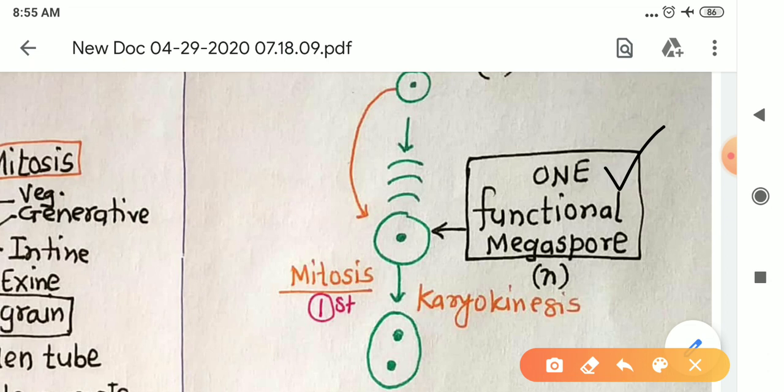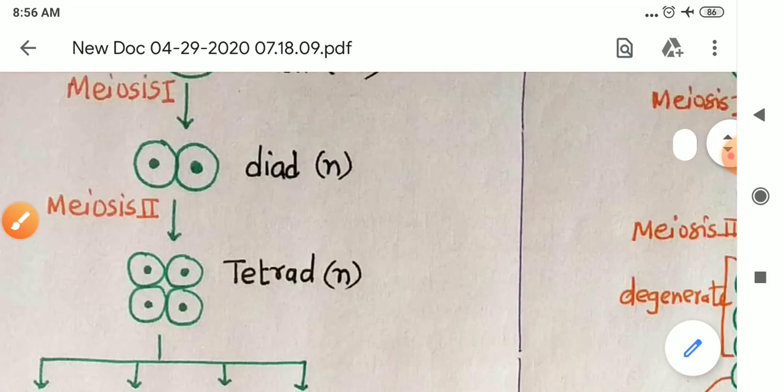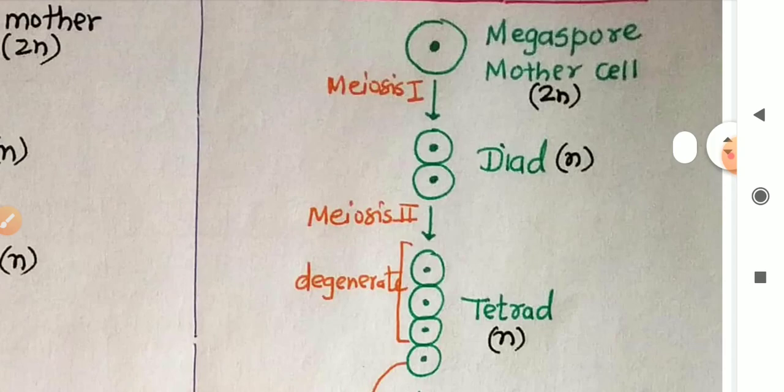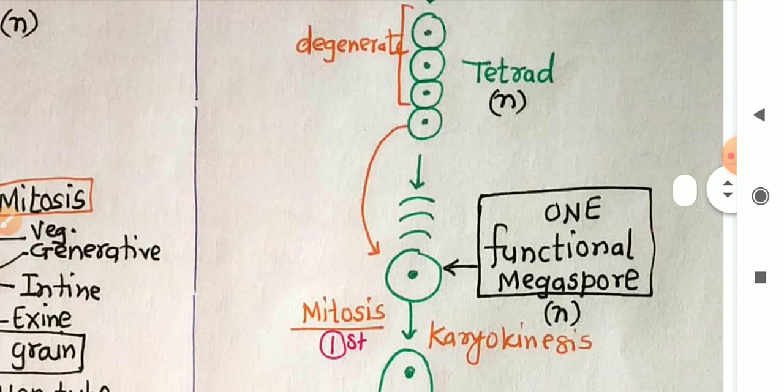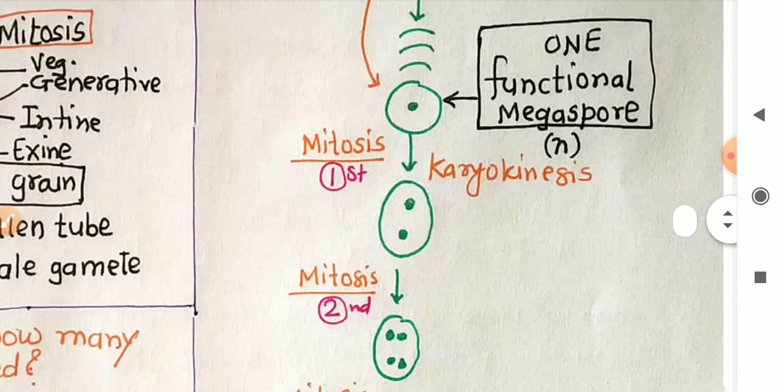So from this story, you will clearly understand that one megaspore mother cell will give you one functional megaspore, whereas one microspore mother cell will give you 4 functional microspores. So we may say that the microspores are 4 and the megaspore is only 1 in case of mother cells. It is a clear-cut indication that only one megaspore will be formed from a megaspore mother cell.